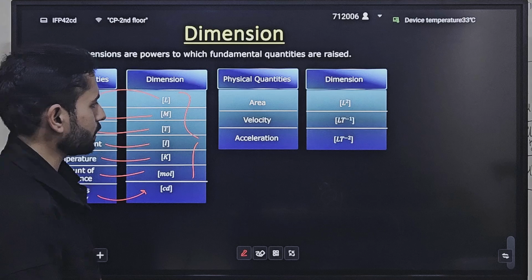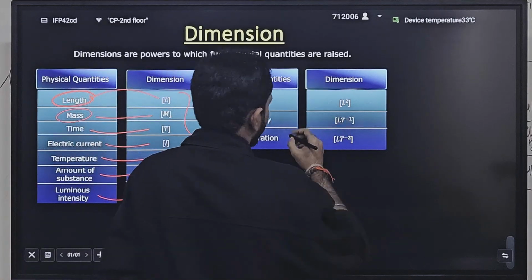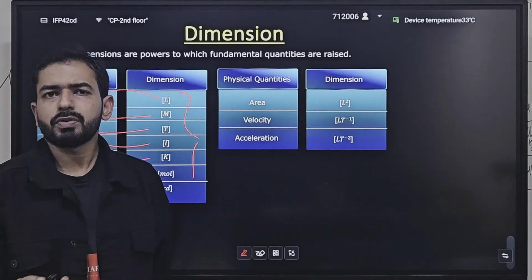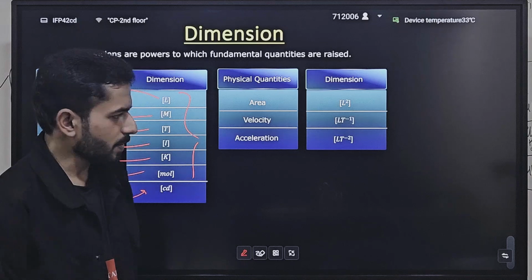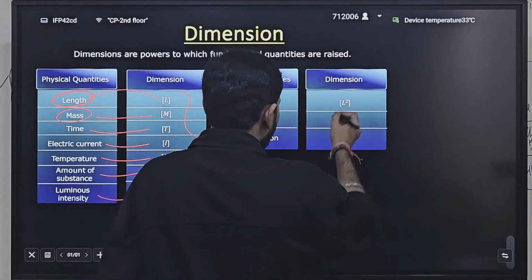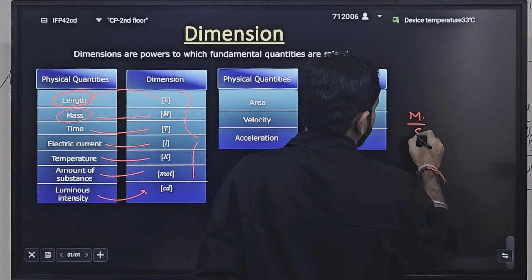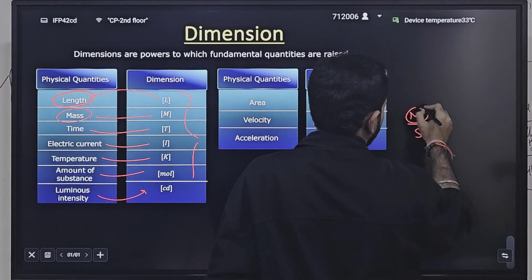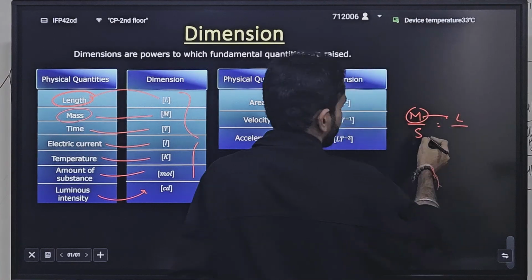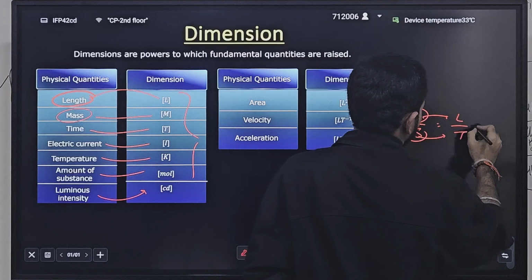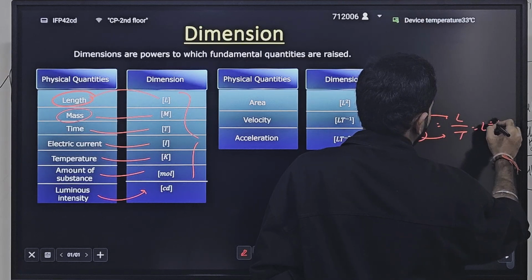Then there are some derived quantities. What are derived quantities, students? Let's suppose area. Area, let's suppose for a square, that means it will become simply A squared, or L squared. Velocity. What is velocity? Meter per second is the unit. Meter is length, represented as L, second means time, that means it can also be said as LT minus 1.